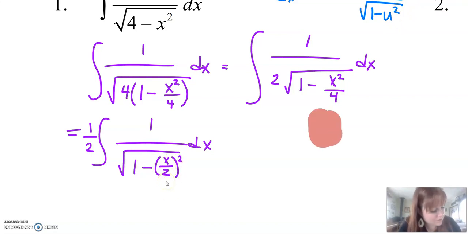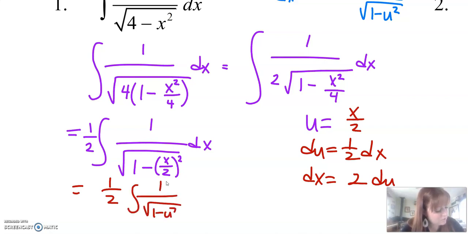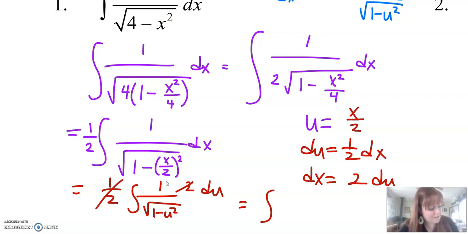So let's do a u substitution. U equals x over 2. Therefore, du equals 1/2 dx. Therefore, dx equals 2 du. So I can substitute that back in, and I have 1/2 times the integral of 1 over the square root of 1 minus u squared times 2 du. The 2 and the 1/2 cancel out. I end up with the integral of 1 over that, and that is just arc sine of u, right?